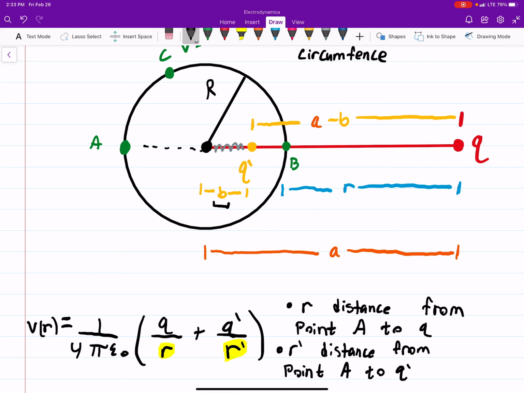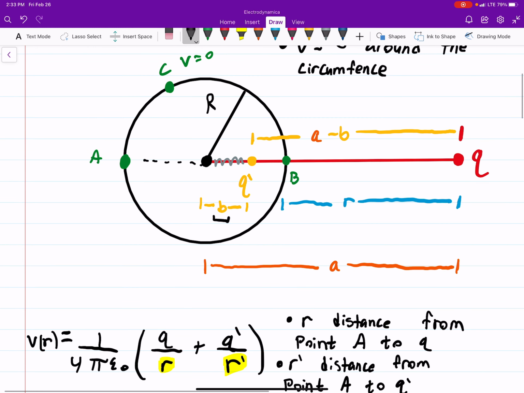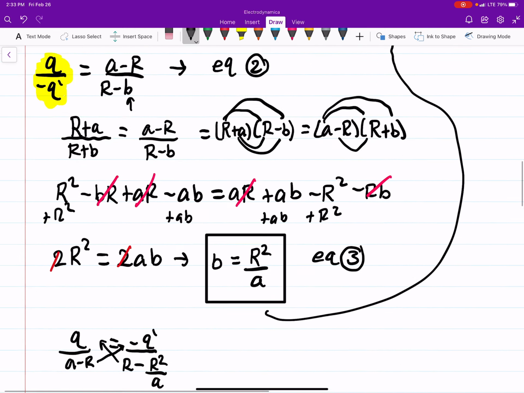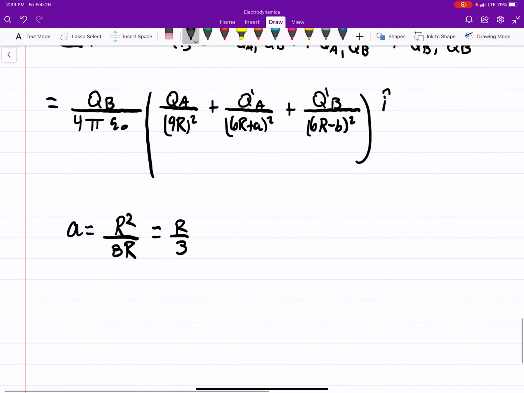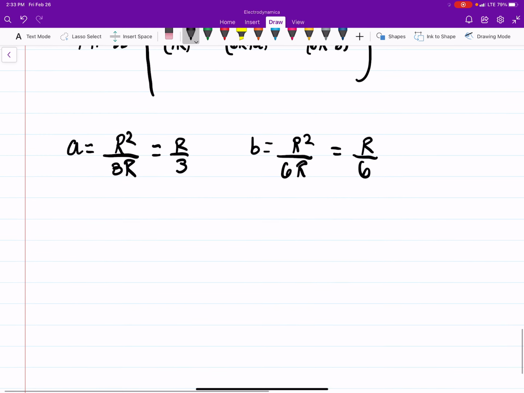Okay, and A is the distance from our charge to our center. All right. Well, we can use that same reasoning to find B. B is going to be R squared over 6R because for charge B, it's 6R away, which obviously just simplifies to R over 6.